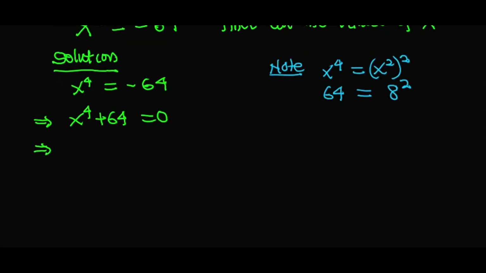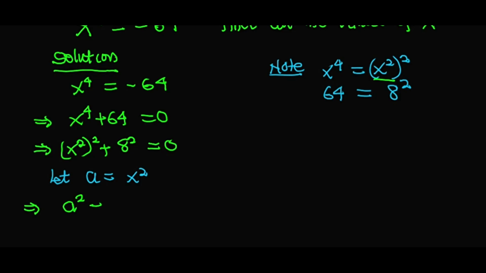This implies x to the power 4 is the same as x squared all squared. So here will give us x squared all squared plus 64, which is the same as 8 squared, equals 0. Now let a equal x squared. So in place of x squared we'll write a. So we'll have a squared plus 8 squared equals 0.